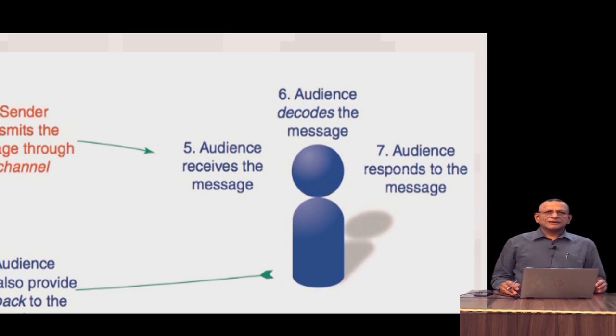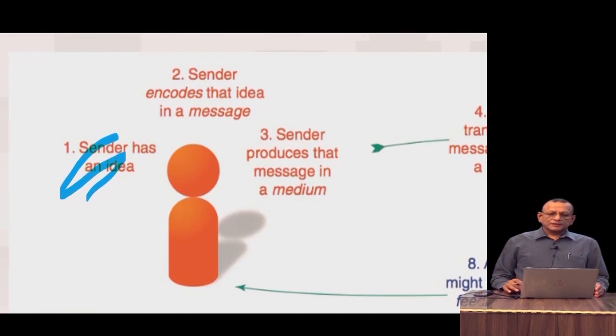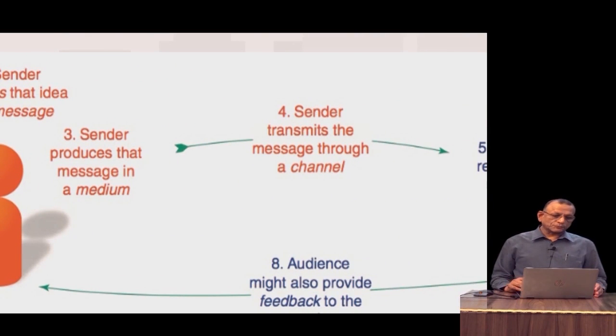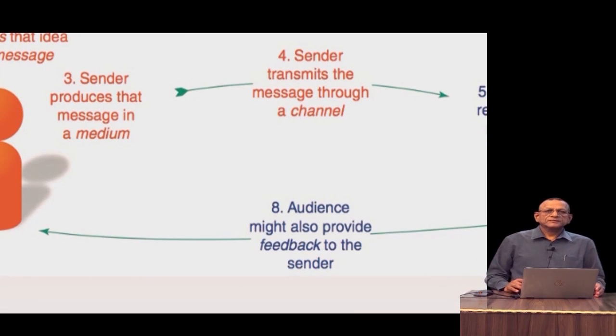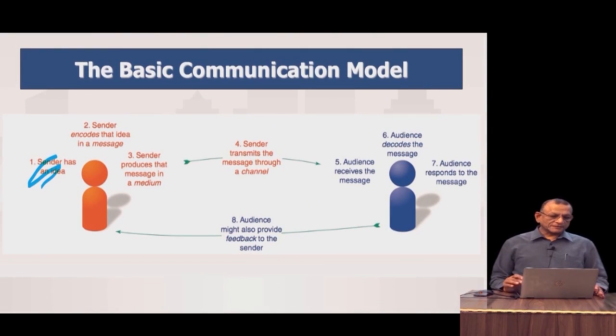Now, the sixth step is the audience decodes the message. This means the audience has read it and is trying to understand it, which is decoding. This is opposite to the encoding the sender did in stage 2. Then in stage 7, the audience responds to the message, meaning the person will say, yes, I'm bringing the glass of water for you. And then automatically the 8th stage emerges: the audience might also provide feedback to the sender. If feedback is needed, it will be given. If feedback is not needed, it will not be given. So this, friends, is a simple, basic communication model.